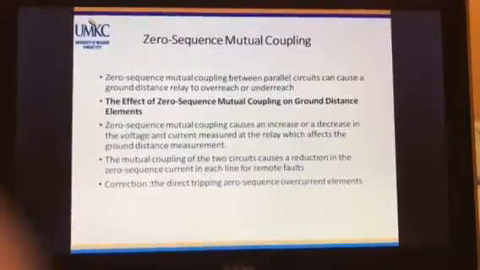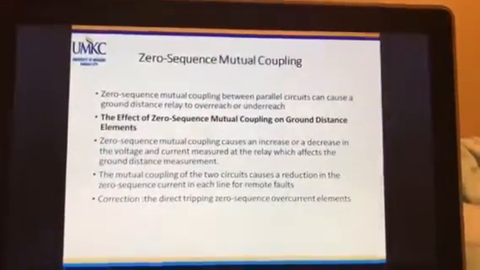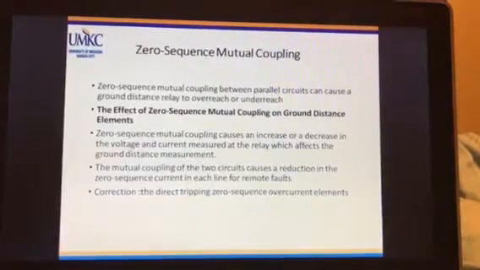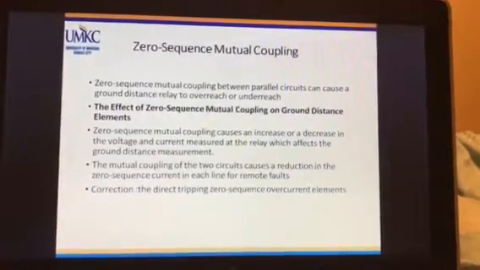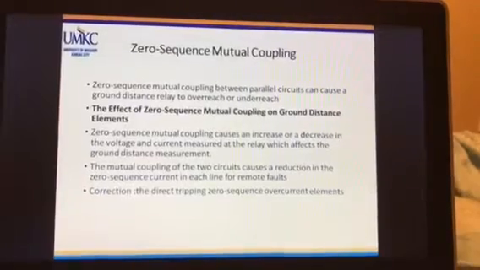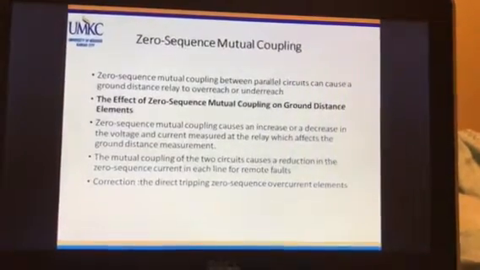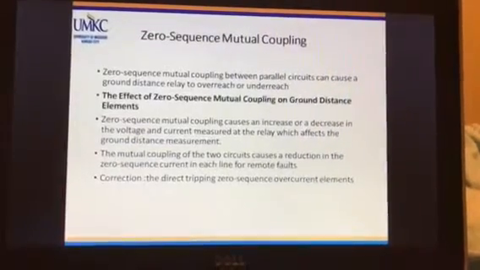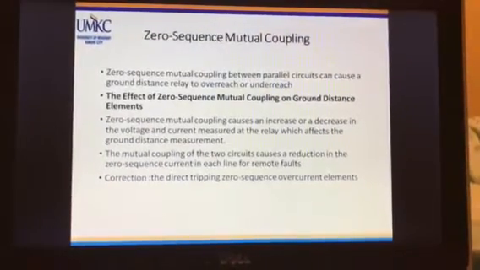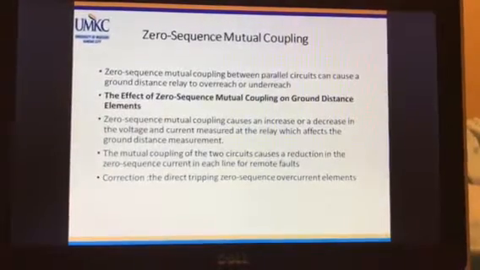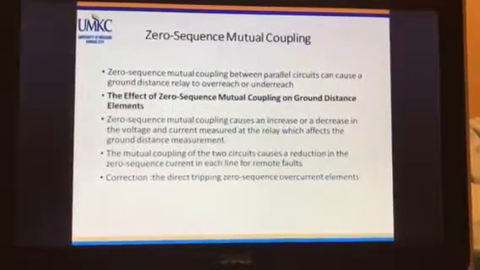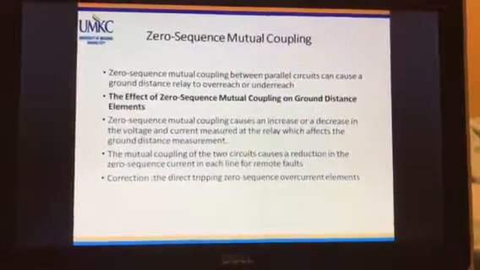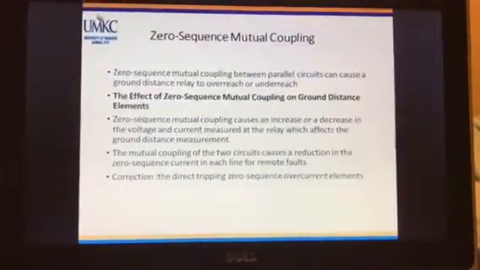Next we'll be discussing zero sequence mutual coupling, as we mentioned earlier. Zero sequence mutual coupling between the parallel circuits can cause a ground distance relay to overreach or underreach. It can also increase or decrease the voltage and the current measured at the relay, which affects the ground distance measurement. And the mutual coupling of the two circuits can cause a reduction in the zero sequence current in each line for remote faults. So the correction for this is the direct tripping of the zero sequence overcurrent elements.